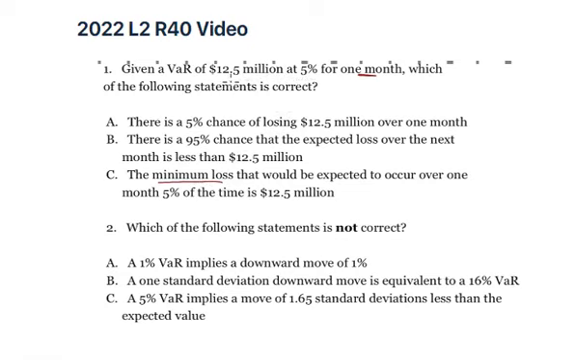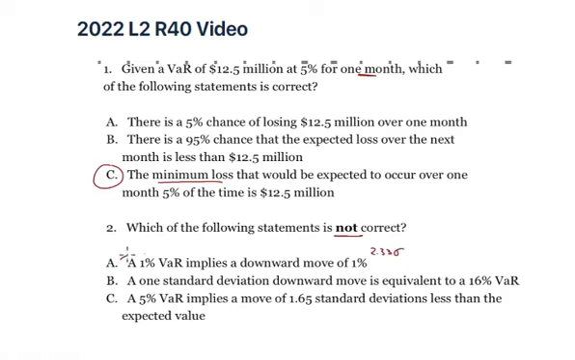There's your answer. Which of the following statements is not correct? We're looking for a false statement. A, a 1% VaR implies a downward move of 1%. No, that's not what that is saying. A 1% VaR implies a downward move of 2.33 standard deviations, by the way. It doesn't mean 1%, it means 2.33 standard deviations. So right away we know that that is not correct. We can select A, but let's just make sure B and C are correct.